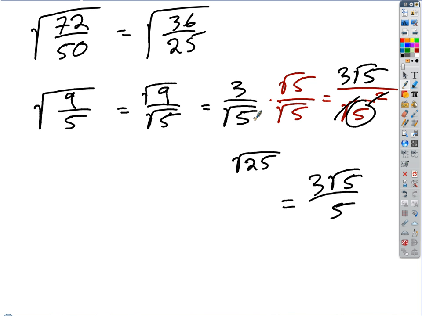So it wouldn't matter if it was on top? It doesn't matter if it's on top, it's fine, you just can't have it in the bottom. Okay, so try another one for practice. What if you had something like this? I want you to simplify the square root of 18 over 50.